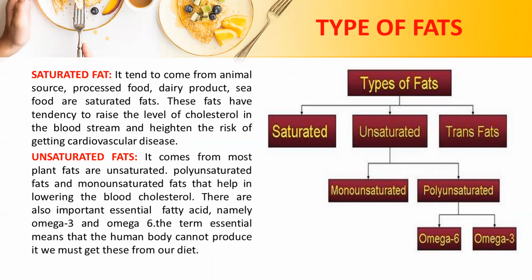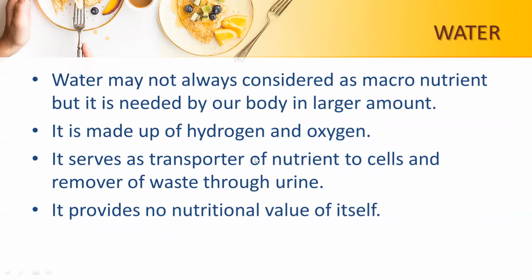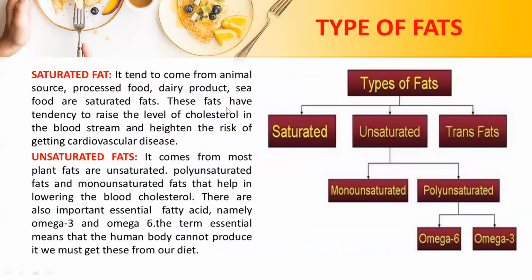Types of fat, as we can see: saturated, unsaturated, and trans fat. Unsaturated again has two types, monounsaturated and polyunsaturated, and polyunsaturated has two, omega 6 and omega 3. See, fat is the richest source of energy, as everybody knows. And what is saturated fat? Where does saturated fat come from?